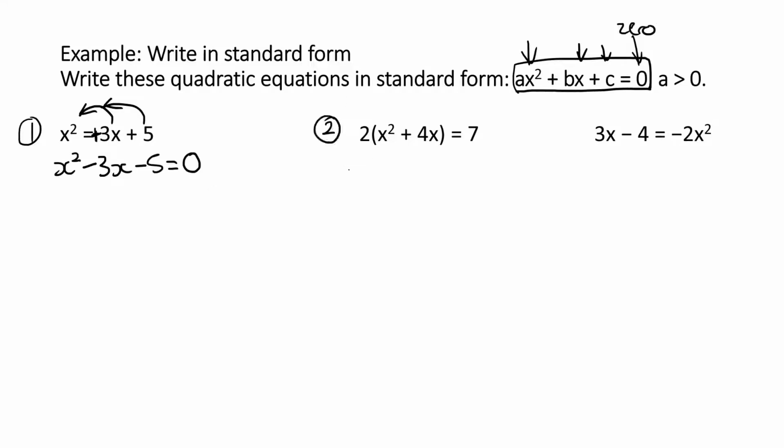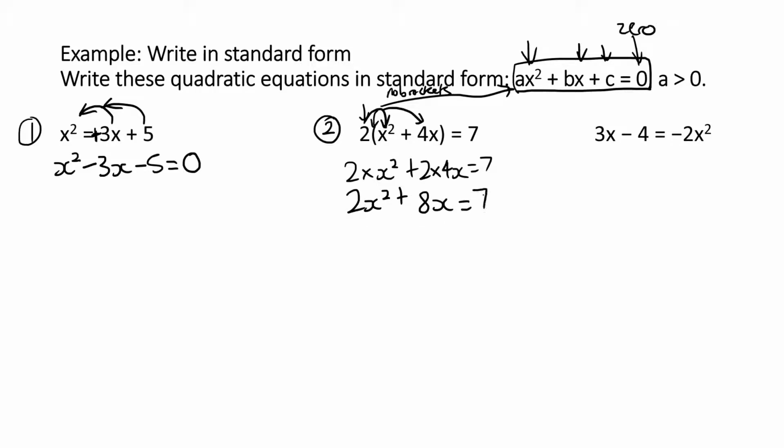Second example, you want to expand the bracket first. So you have this 2 in front and the brackets. Usually you see there's no brackets here, so we want to expand it. So 2 times 2x squared, and then 2 times 4. So 2 times x squared is 2x squared. 2 times 4x, you get 8x equals to 7.